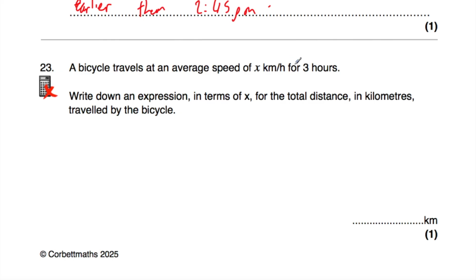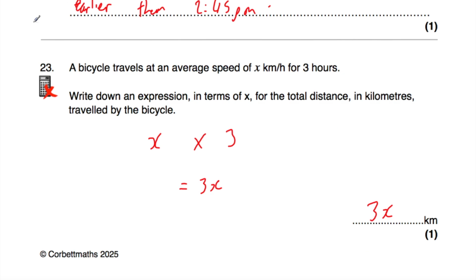So to find the distance traveled, we just need to do the speed times the time. So the speed is X, the time is 3, and if we times them together, that's equal to 3x. It would be 3 times whatever the speed is, so 3x, and that's it. So that would be an expression in terms of X for the total distance in kilometers travelled by the bicycle. We just times the speed by the time. That gives us the distance, and that's it.